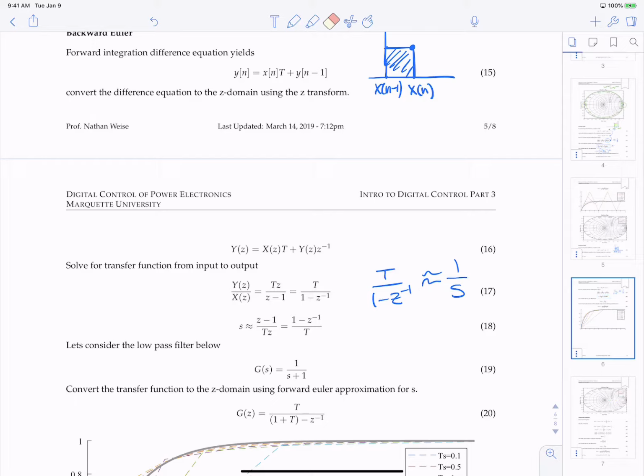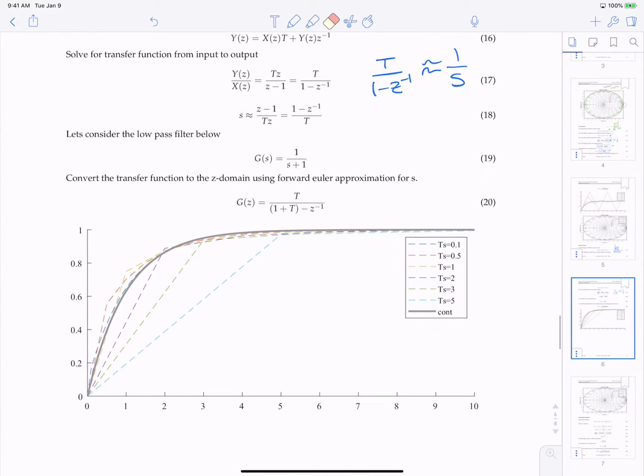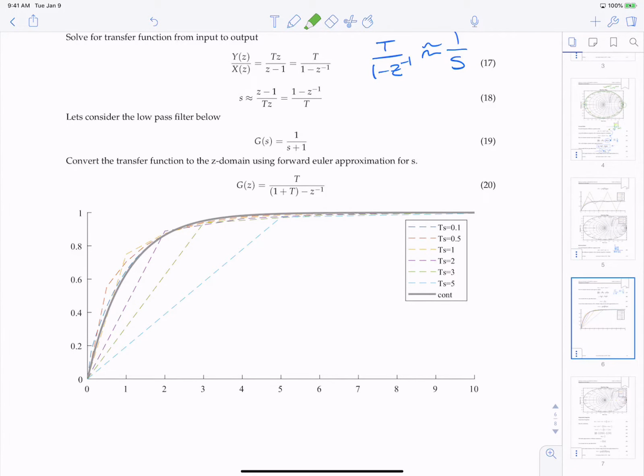Now let's look at the types of responses and what we get if we use this approximation. Here's the step response for those same various values I used in the previous example and the continuous time up there in gray. All right, so you can see again as I start with small sample time, they're pretty much sitting right on top of the continuous time response. But now as I go up, look what's happening. So consider 2, 3, and 5, which is this purple, this green, and this light blue. And you can see that this light blue here will jump straight up.